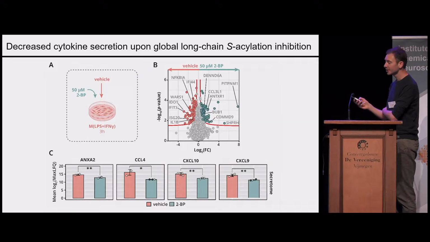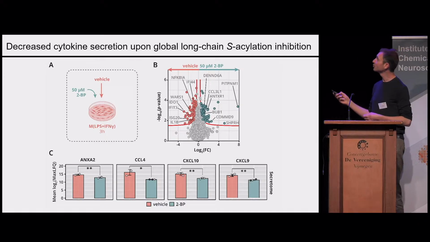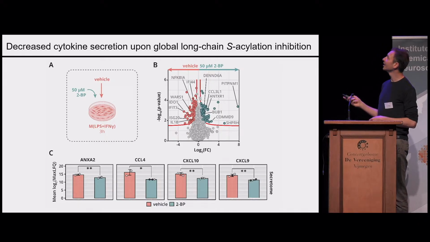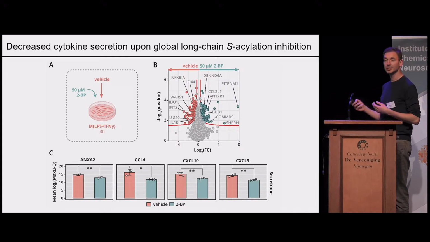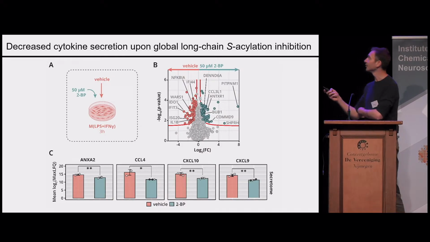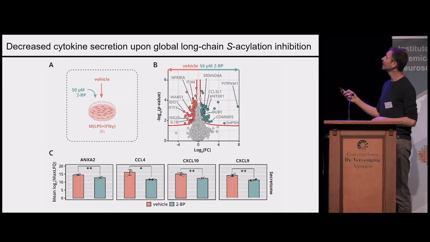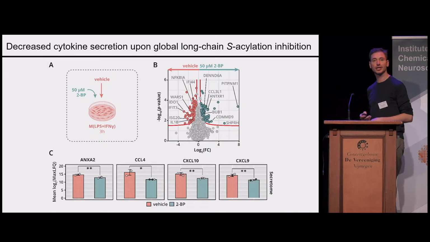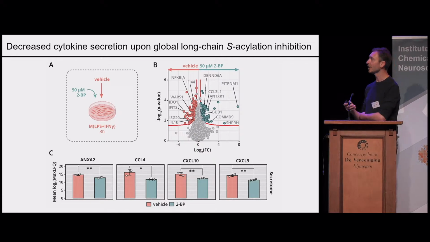One additional thing that we did in these macrophages: we don't have very good inhibitors for palmitoylation yet, but we have 2-bromopalmitate, which is a non-specific inhibitor of protein S-palmitoylation, and we used it to see whether we can actually see a change in inflammation when we use this broad-spectrum inhibitor. Indeed, we did. We saw some inflammatory proteins going down in abundance when we treated them with 2-bromopalmitate. Interestingly, we also did a secretome analysis, and we saw a reduction in the secretion of several cytokines in these macrophages after inhibiting this palmitoylation machinery.